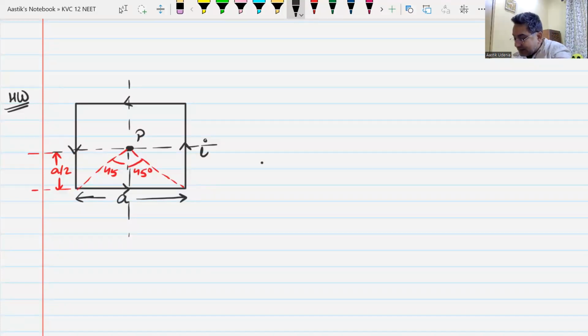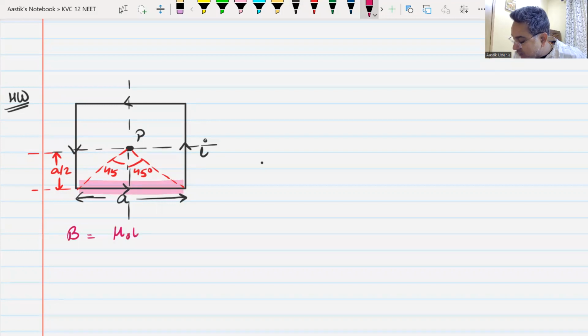How did you get this answer? Okay, let us check. Let us first find out the magnetic field due to this wire. What is the magnetic field due to this wire? B will be equal to mu naught I by 4 pi. How much is the distance of this point from the wire? It is A by 2. Yes or no? Yes, sir.